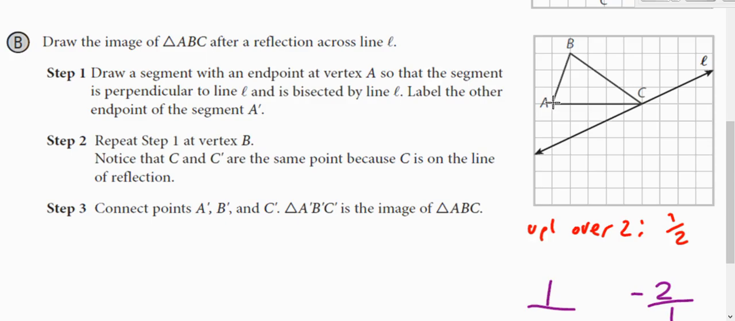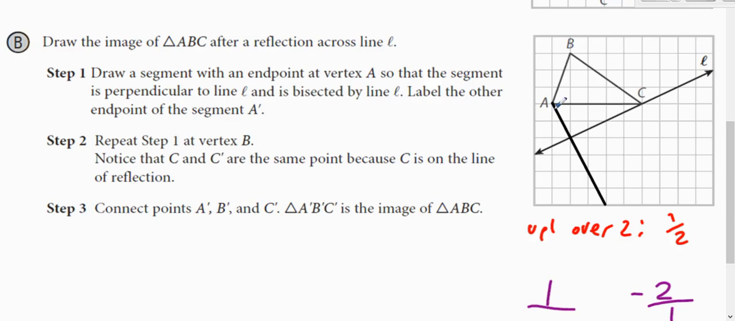So let's take point A here. We want to go from A, we need to go perpendicular. So it's going to go down 2 over 1, down 2 over 1, down 2 over 1. That will be our perpendicular. You can see it looks perpendicular. And we know it's perpendicular because of the slopes. We figured out the slopes.